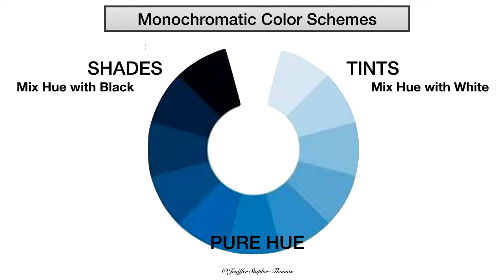This is a monochromatic color wheel. Do you see at the bottom where it says pure hue? That's your pure color. And the tints up on the right hand top, they're mixed with white. The shades, you mix them with black.